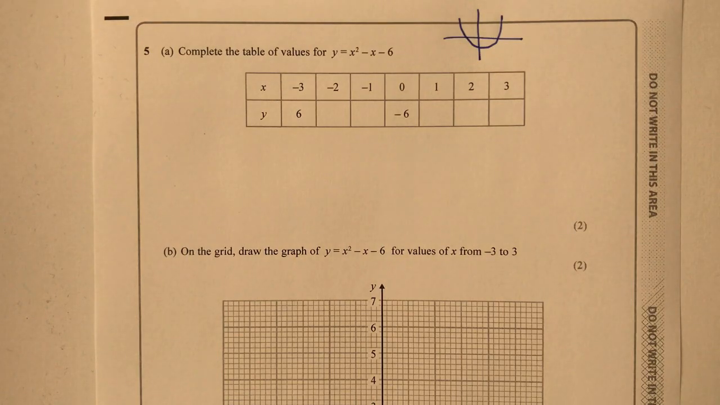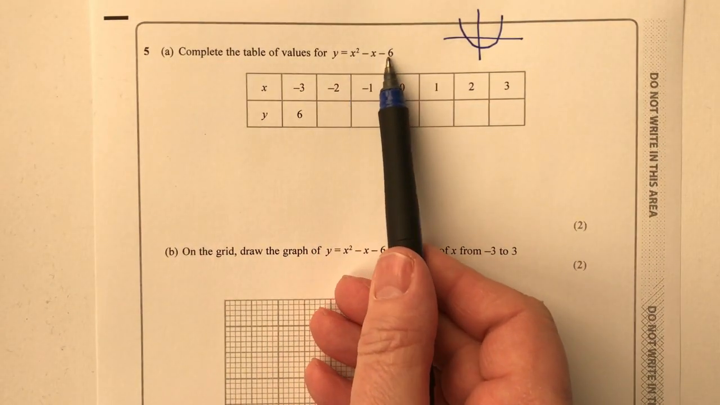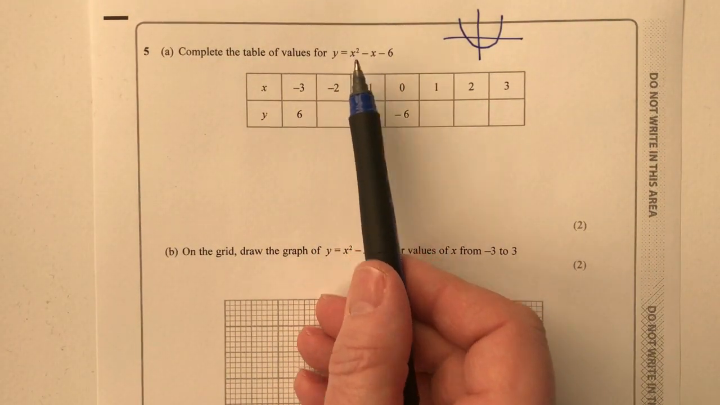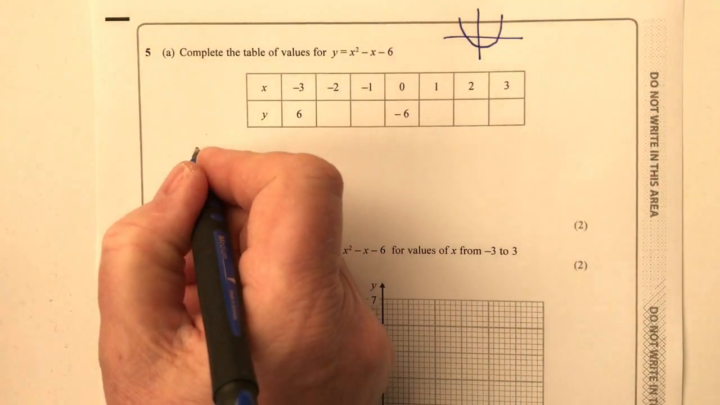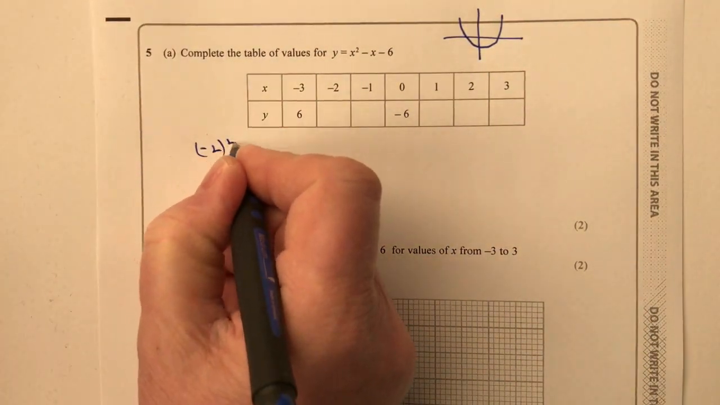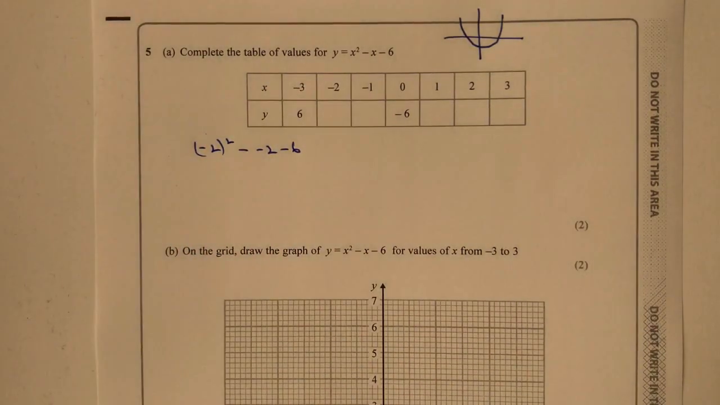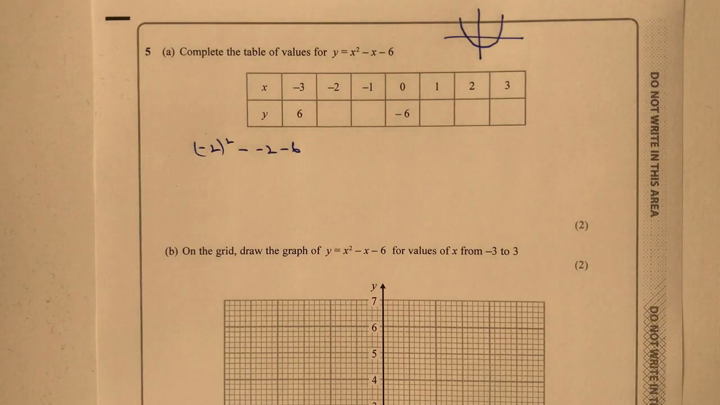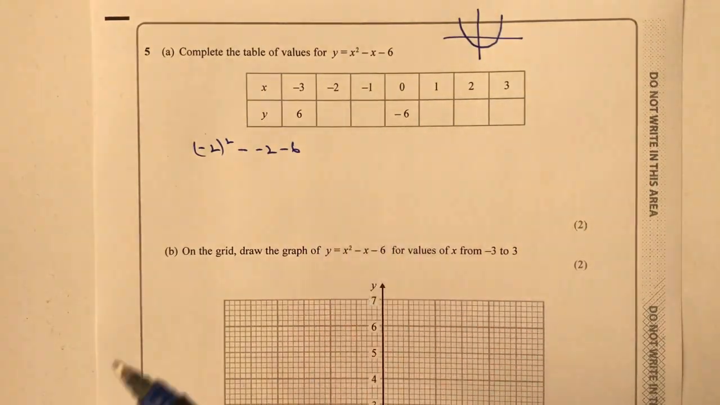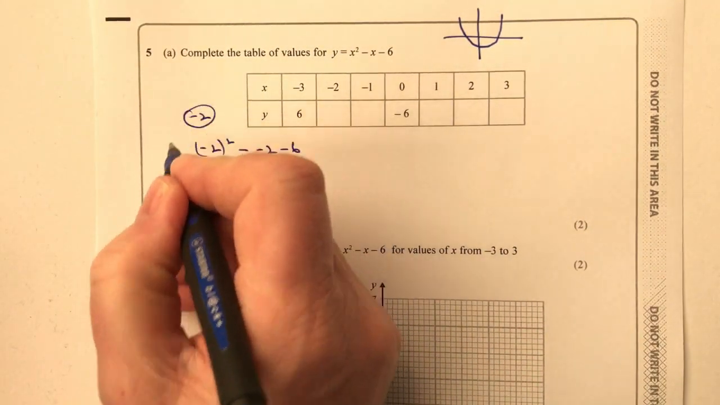Okay, so let's have a look at popping some of these numbers in. So the first thing I'm going to do is I'm going to put, let's say, -2 into the equation. Okay, so when the value of x is -2, I'm going to get -2 squared minus -2 minus 6. Okay, so just be very, very careful with how these things are plugged in. Okay, so this is when x equals -2.